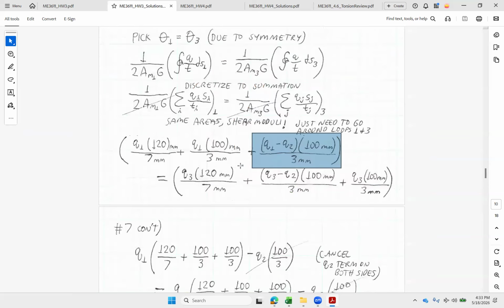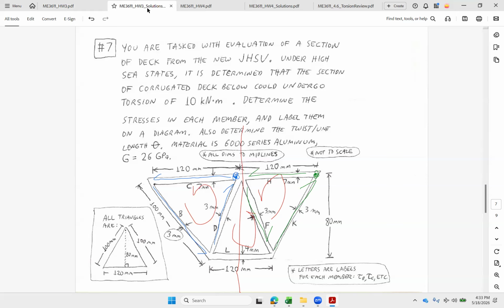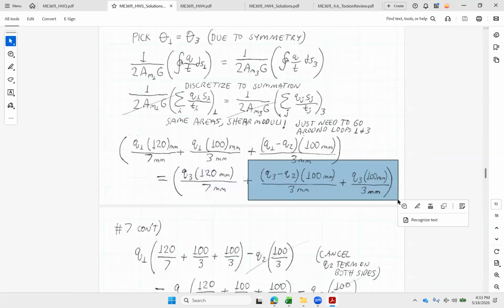And the second one, also start going over the top. Let's do maybe orange. Need something that's different than both. How about green? I'll start at this corner, the same upper right corner. So I've got the top with only Q3, 120 over 7. Then I come down here, I've got Q3 minus Q2, 100 divided by 3 thickness. And then I can come up this side, I've got only Q3, and I've got 100 over 3 also. So there are those parts.